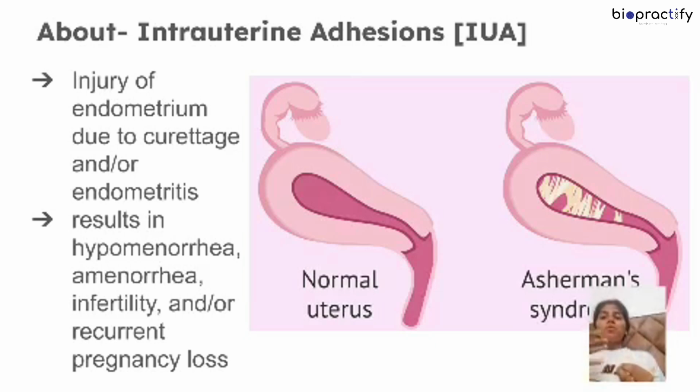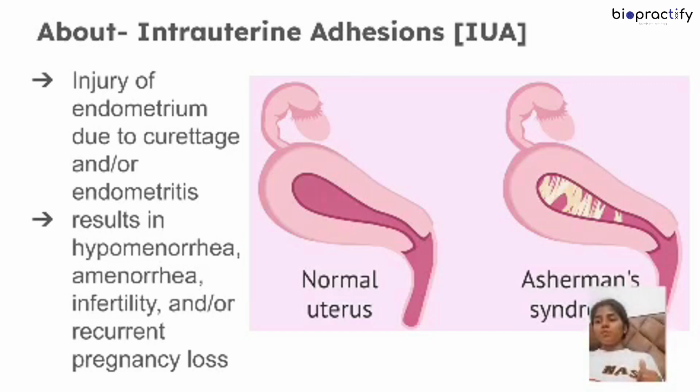So usually it results in hypomenorrhea, amenorrhea, infertility, and the main problem is that it causes infertility during the second childbirth. First childbirth usually happens, but there is a problem with the second child.